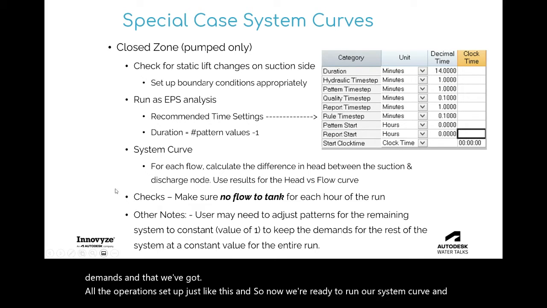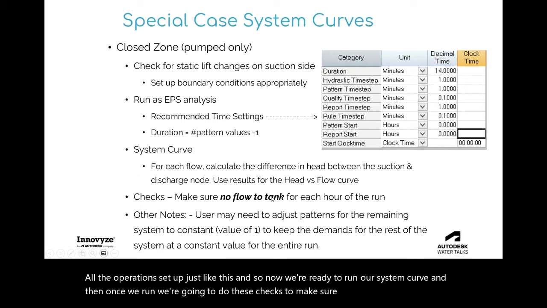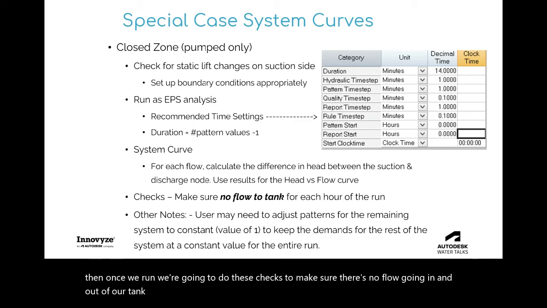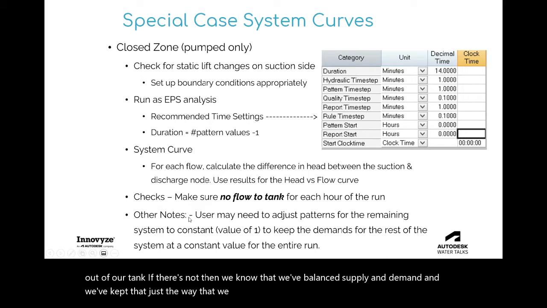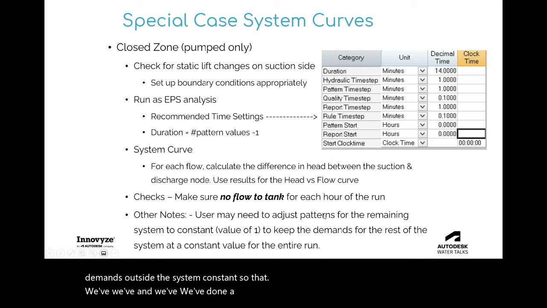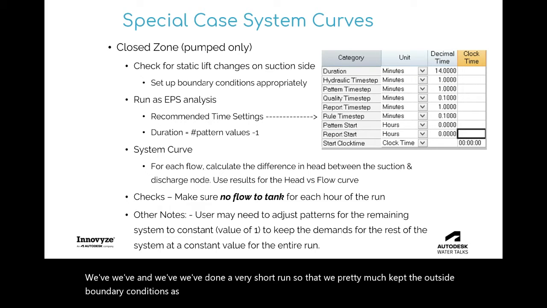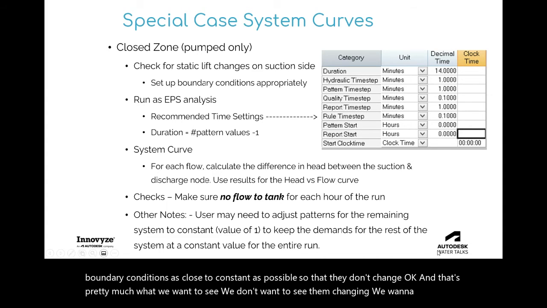And then once we run, we're going to do these checks to make sure there's no flow going in and out of our tank. If there's not, then we know that we've balanced supply and demand and kept it just the way that we want it. And that we've kept all the demands outside the system constant, so that we've done a very short run and kept the outside boundary conditions as close to constant as possible, so that they don't change. That's pretty much what we want to see. We don't want to see them changing. We want to see those stay the same.